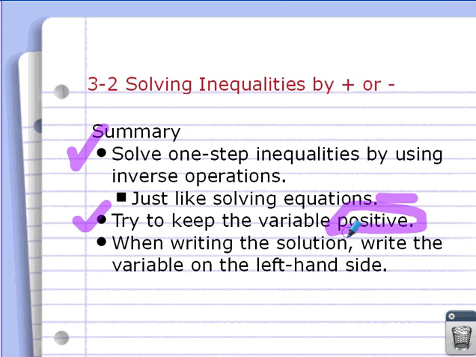And then you should be able to keep in mind when writing the solutions, write the variable on the left-hand side. So your variable is greater than, less than, equal to another number. Keep it on the left-hand side.